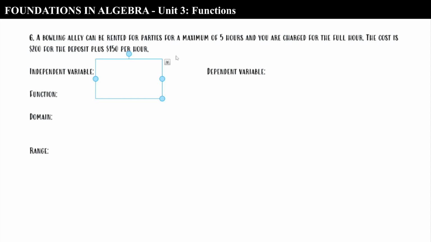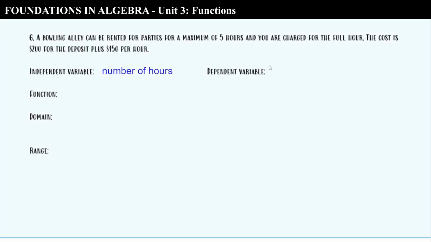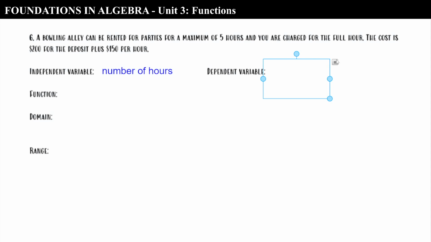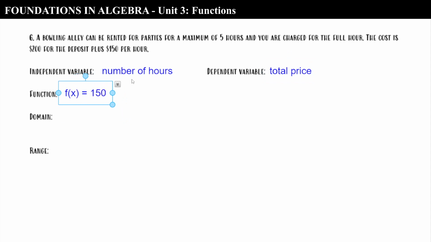So our independent variable, our input, is going to be the number of hours. Our dependent variable, or our output, is going to be the total price we pay. So our function is going to be the cost per hour, 150 times the number of hours that we rented, plus the $200 deposit, which is just on top of whatever we pay. So for the domain, we could rent the place for 1, 2, 3, 4, or 5 hours.